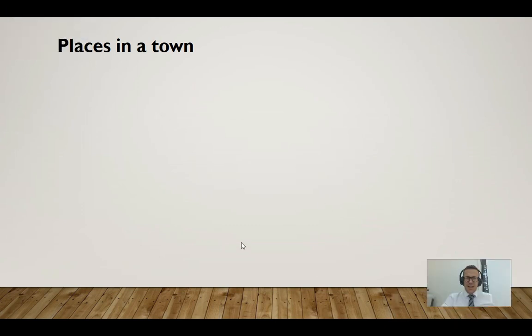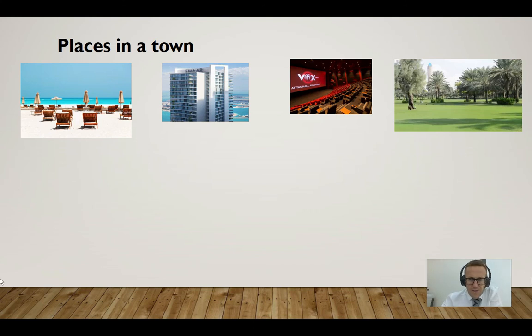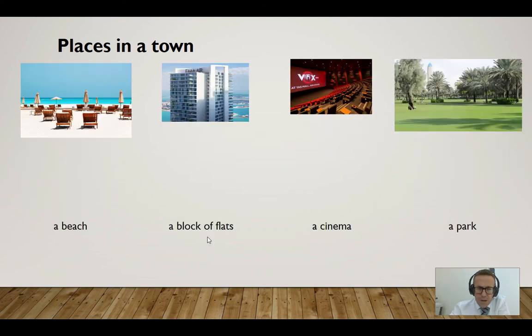Places in a town. There were 10 places in this unit to learn. The first 4: a beach. A block of flats. This is flats when it has houses on top of each other. Another way to say this is apartments. A cinema. A park. So nice, easy words to understand. Difficult spelling for beach, B-E-A-C-H. And cinema has a C, not an S. Cinema.